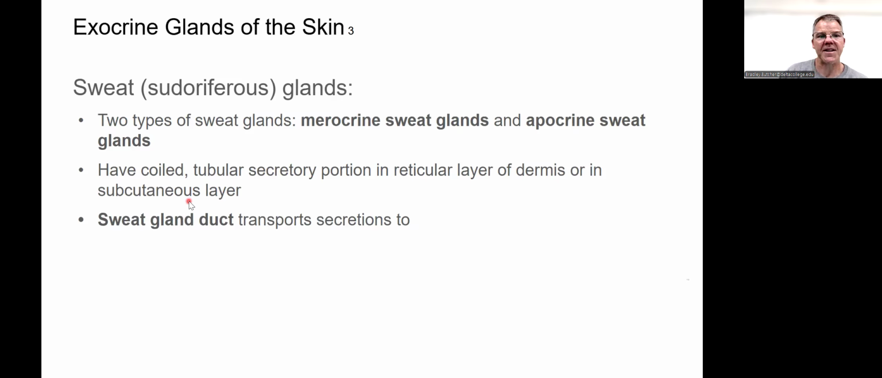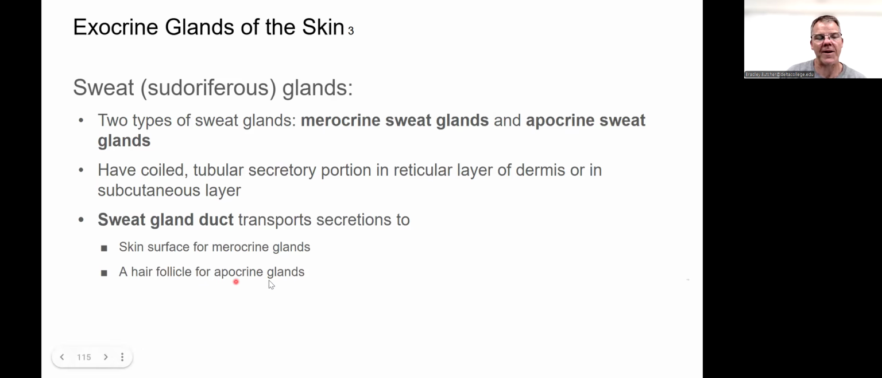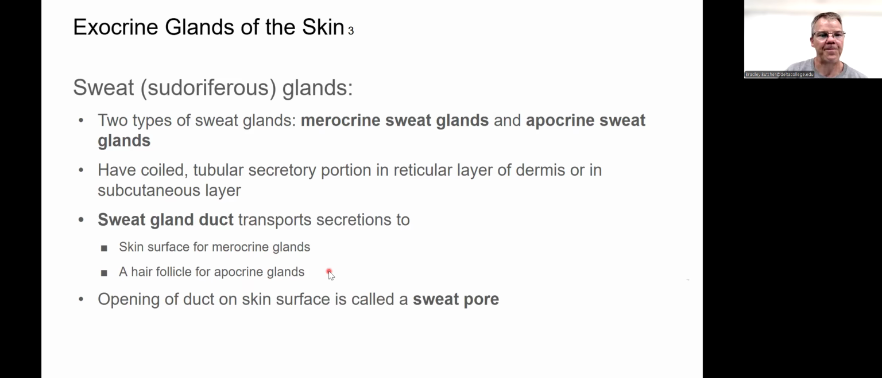There's a sweat gland duct. The duct is the actual tube that transports the secretions to the skin surface for merocrine glands, and to a hair follicle for the apocrine glands. So that's the primary difference: where that sweat is released. The merocrine gland is directly to the surface of the skin, where the apocrine gland is going to travel up the hair follicle. The opening of the duct on the skin surface is called a sweat pore.